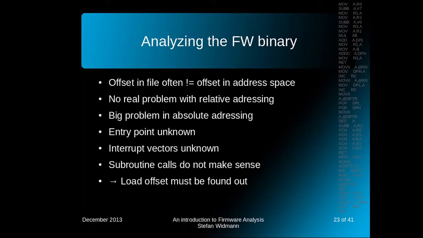The offset in the firmware file we loaded is often not the offset in address space. This is no real problem when the architecture is using relative addressing. Relative addressing means we have a register content, and whatever we want to access is based on some register's content, location-independent code. But we have a big problem when absolute addressing is being used. And even architectures supporting relative addressing still have some absolute addressing somewhere.